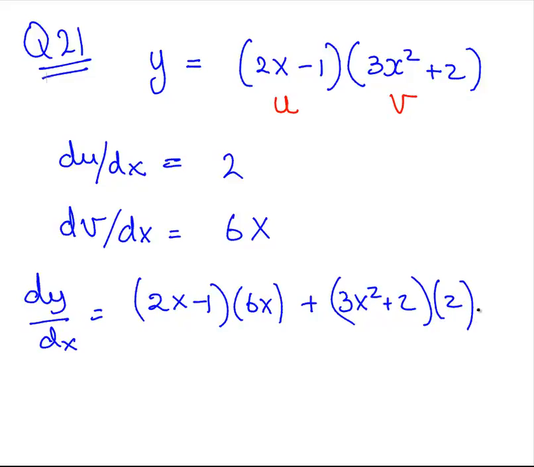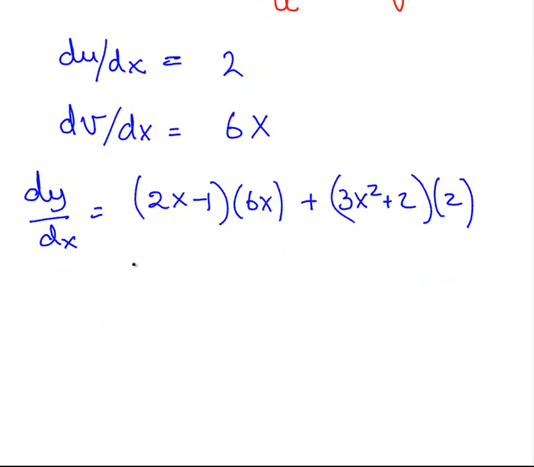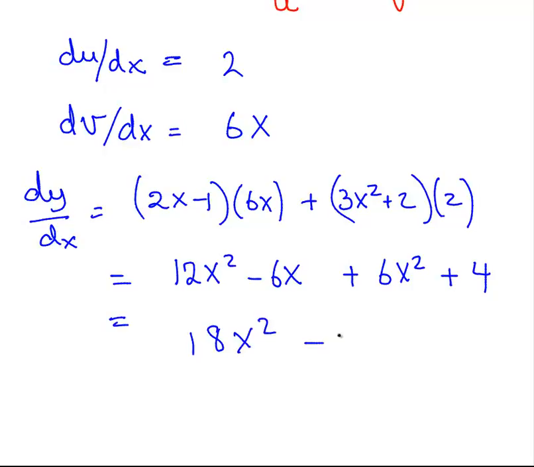And again, multiply them out. What we get here is 12x squared minus 6x, and here we get plus 6x squared plus 4. Just group them all up there. We get 18x squared minus 6x plus 4. And that's the answer to number 21, the second one for this presentation here.